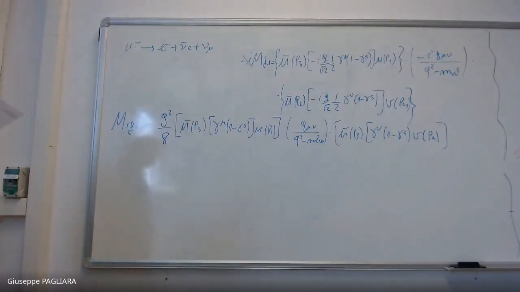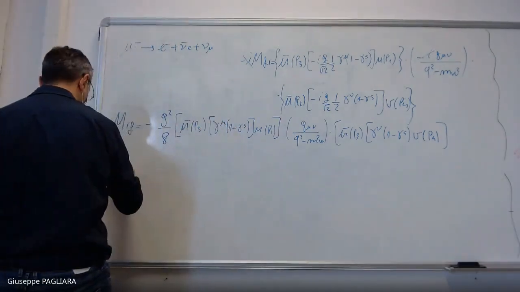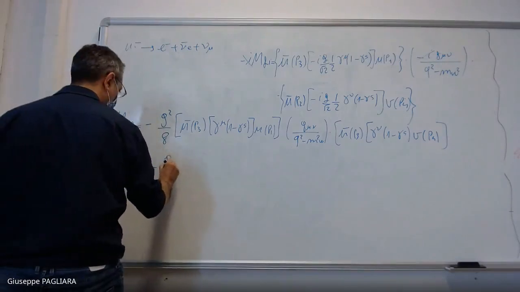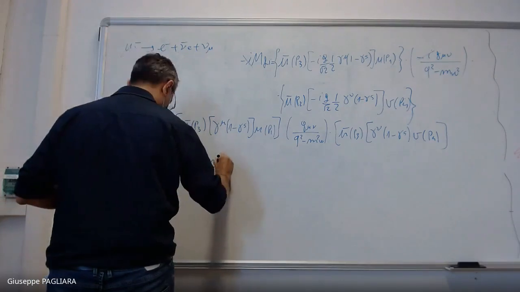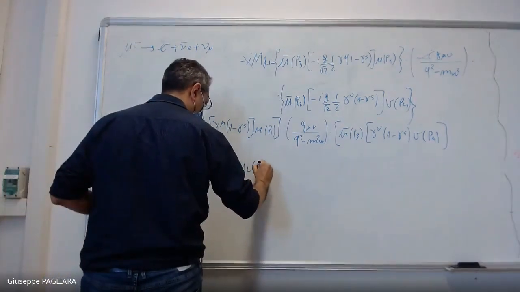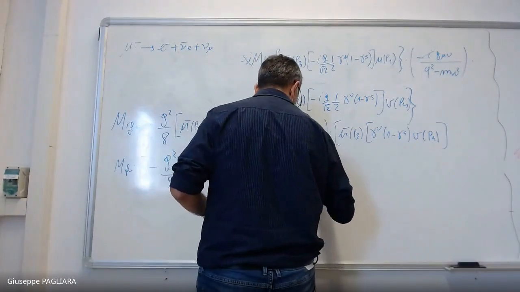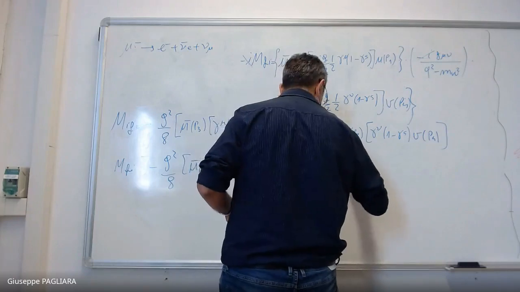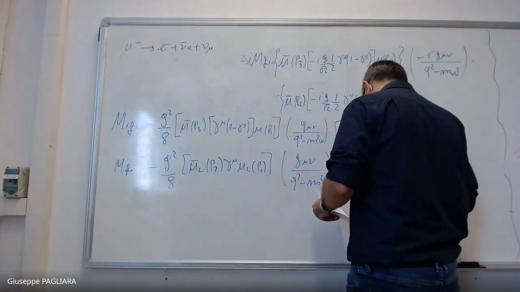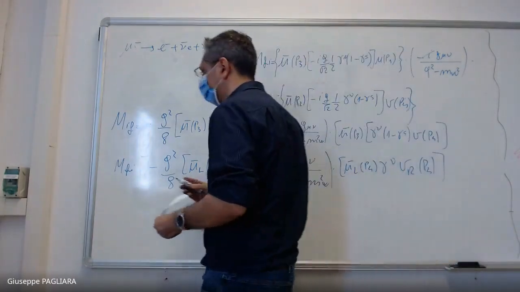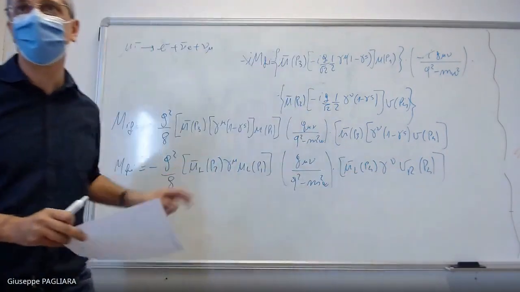Let me check if all is fine. Now we know how to write this in terms of left spinors. So this is i M equal to minus g squared over 8, then we have u left 3, gamma mu, u left 1, g mu nu over Q squared minus M W squared, and then u left 2 gamma nu v left 4. So the antiparticle is right, the antifermion is right, all the terms are left.